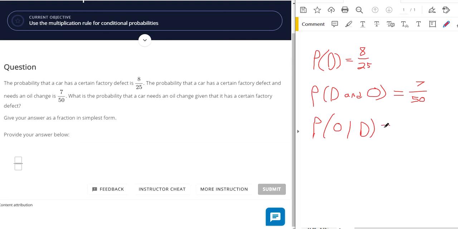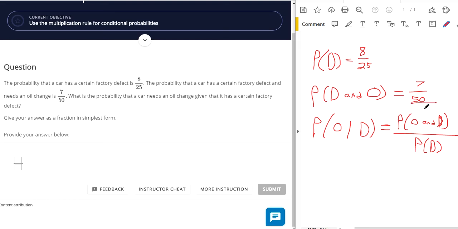So a conditional formula says that if you're trying to find the probability of one event given another event has happened, it's the probability of both of them. So you could say O and D, or you could say D and O. The order doesn't matter, right? I have a blue shirt and I'm sweaty. It's the same event as saying I'm sweaty and I have a blue shirt. Alright, so that's the conditional formula.